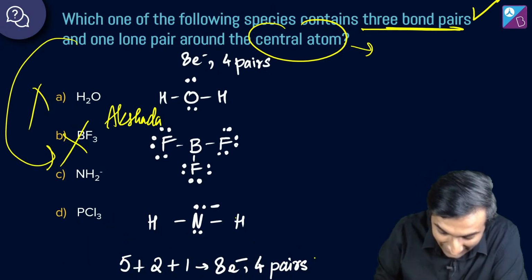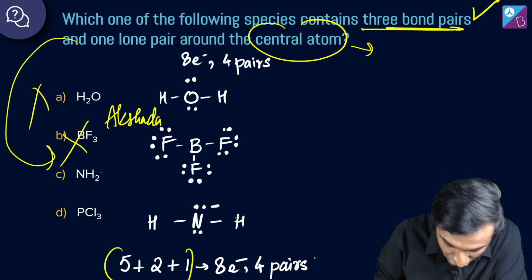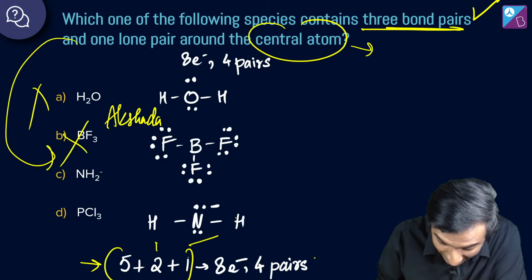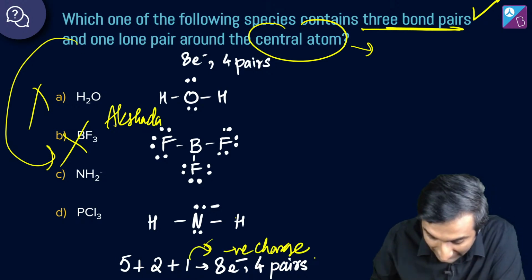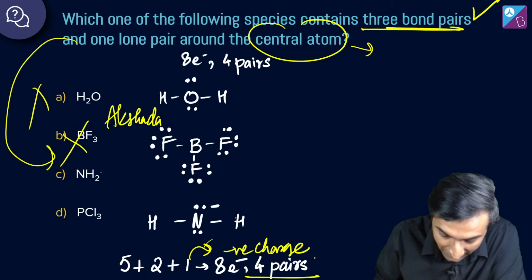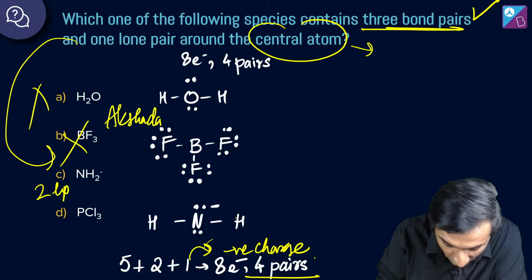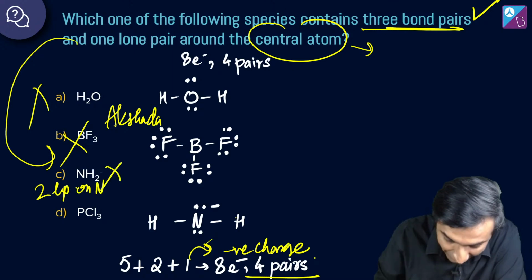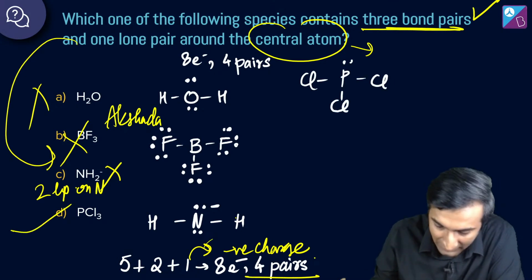सॉरी गाइस. NH2 माइनस में है 5 + 2 + 1. कैसे? ये नाइट्रोजन का 5 हो गया, प्लस 2 हो गया हाइड्रोजन का, राइट, प्लस 1 बिकॉज ऑफ द नेगेटिव चार्ज. दिस 1 इज नेगेटिव चार्ज. ओके, इसके कारण हो गए तुम्हारे पास टोटली 4 पेयर. Again, now there are 2 lone pairs here. See, 2 lone pair on nitrogen. So इसलिए ये वाला भी नहीं होगा. और bond pair भी actually 2 ही है. तो बचा क्या? D. तो D must be the answer.